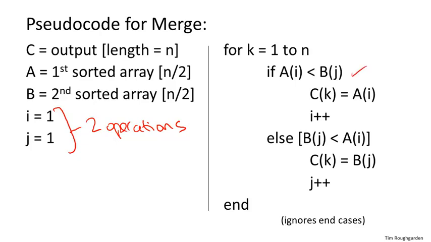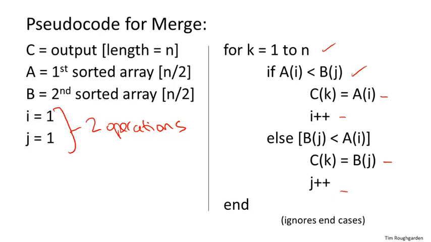We have a comparison. So we compare A(i) to B(j). And either way the comparison comes up, we then do two more operations. We do an assignment here or here, and then we do an increment of the relevant variable, either here or here. So that's going to be 3 operations per iteration. And then maybe I'll also say that in order to increment k, we're going to call it a 4th operation. Okay, so for each of these n iterations of the for loop, we're going to do 4 operations.